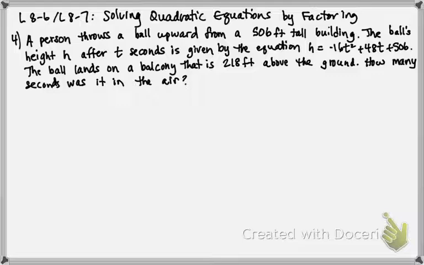It's really intense when we start getting into these types of word problems. So this should be our fourth example. A person throws a ball upward from a 506-foot tall building. The ball's height, h, after t seconds is given by the equation h equals negative 16t squared plus 48t plus 506. The ball lands on a balcony that is 218 feet above the ground. How many seconds was it in the air?